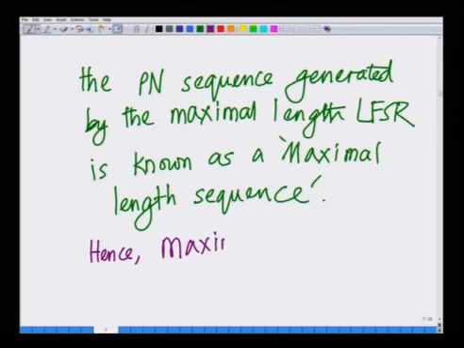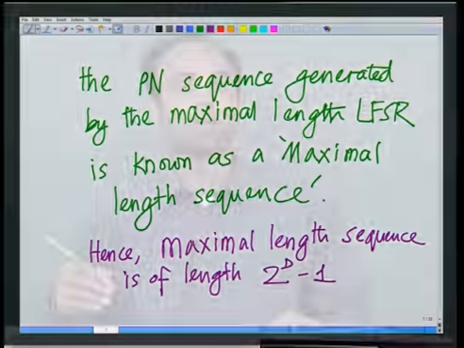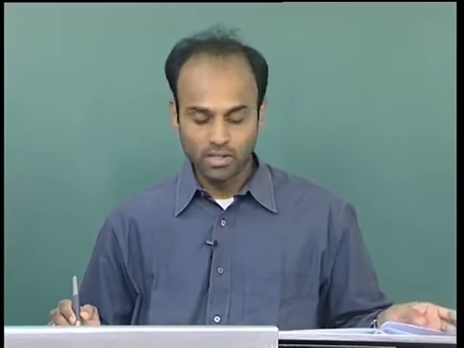Hence, the maximal length sequence is of length 2 power d minus 1. Consider if I have a linear feedback shift register with d registers, the length of the maximal sequence that can be generated is 2 power d minus 1. In the previous case, the number of registers was 4, hence the length was 2 power 4 minus 1, which is 15. Okay, all right. So, that is how long PN sequences are generated.